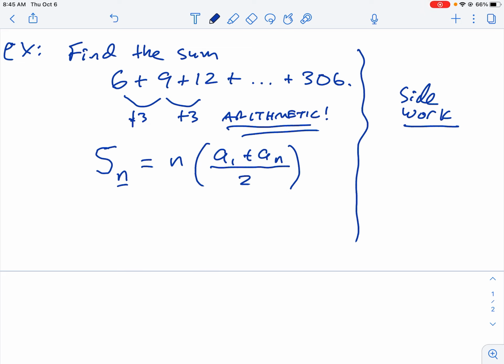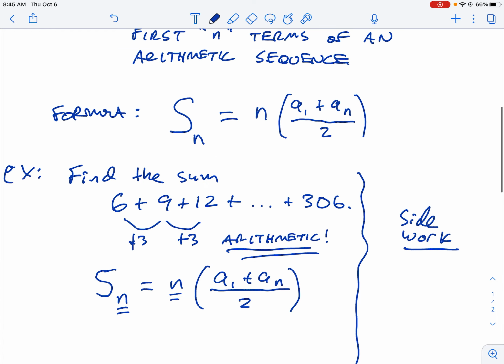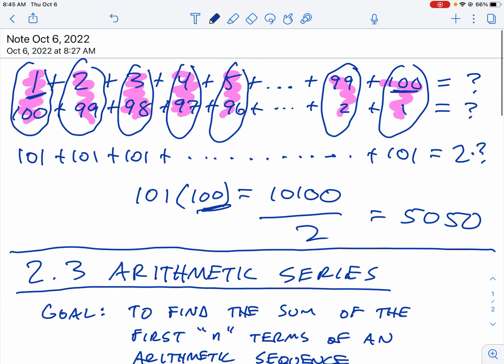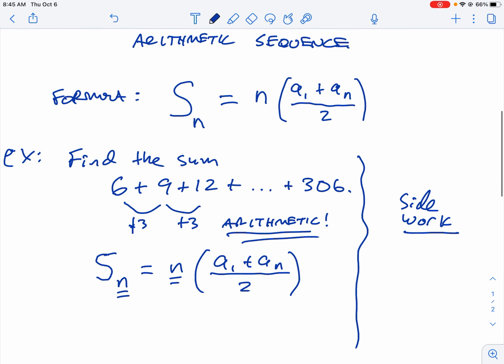I don't really know what n is. I don't know how many numbers there are, right? I know that it starts at 6, and I know that it ends at 306. It's not quite as easy as this one where it's pretty clear, okay, there's 100 numbers in the pattern, right? Because we're going from 1 to 2 to 3 up to 100. Here I'm going from 6 to 9 to 12 up to 306.